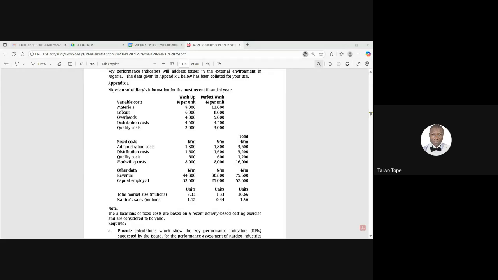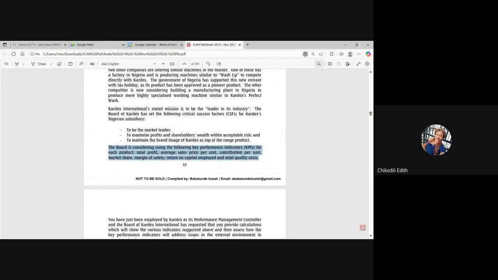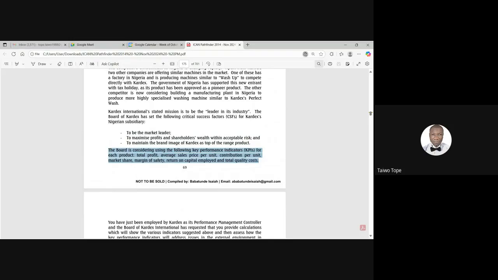So the next key performance indicator we have to derive is what? The next key performance indicator is average sales price per unit.